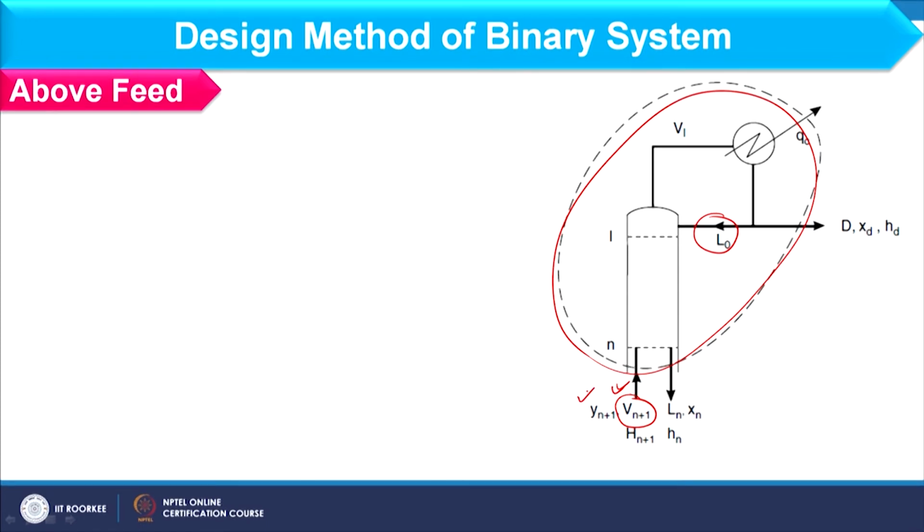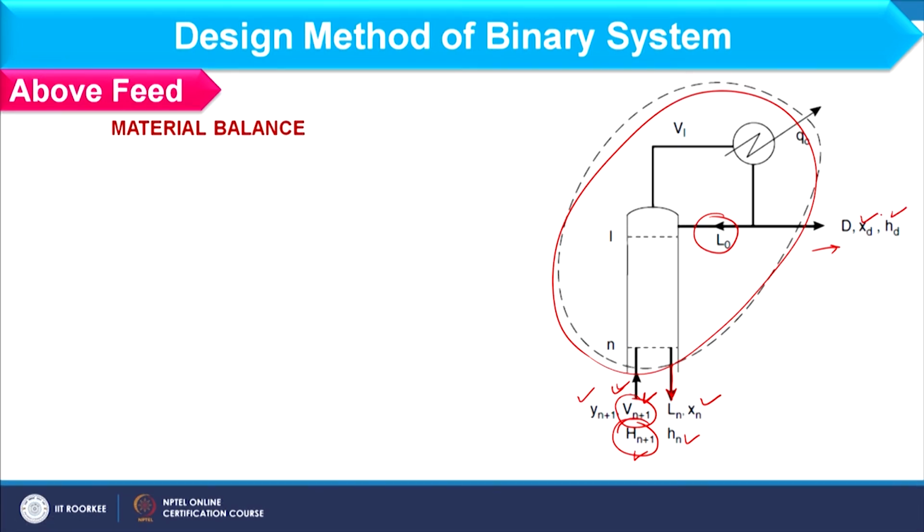It has composition Y n plus 1, and the total enthalpy available in this is capital H n plus 1. Okay. So, you understand that for vapor we represent the total energy or total enthalpy in the form of capital H. In a similar way, the streams which are leaving the system are Ln at enthalpy Hn and composition Xn, right, and another stream exiting the system is the distillate at Xd containing enthalpy Hd.